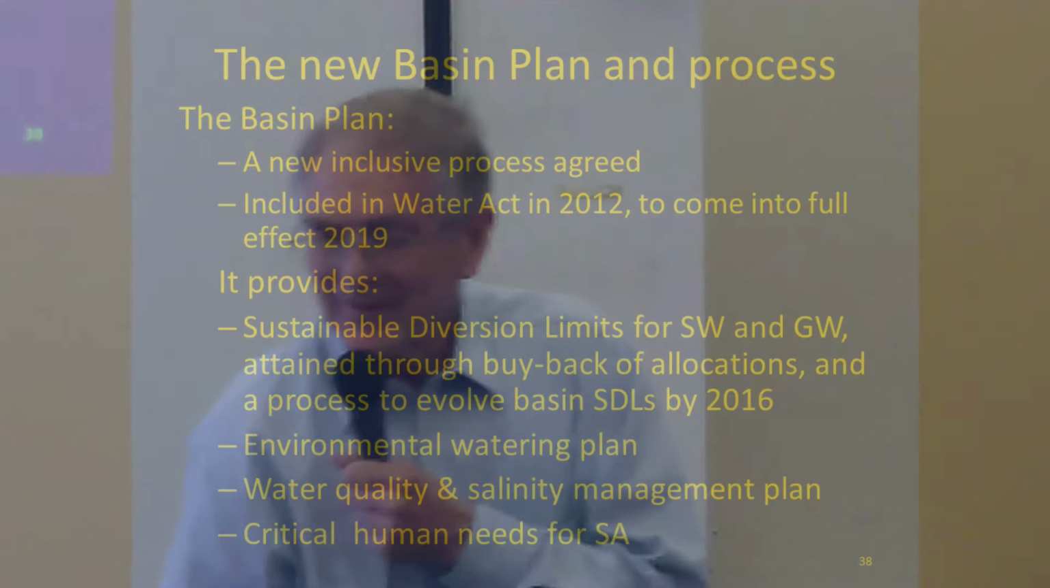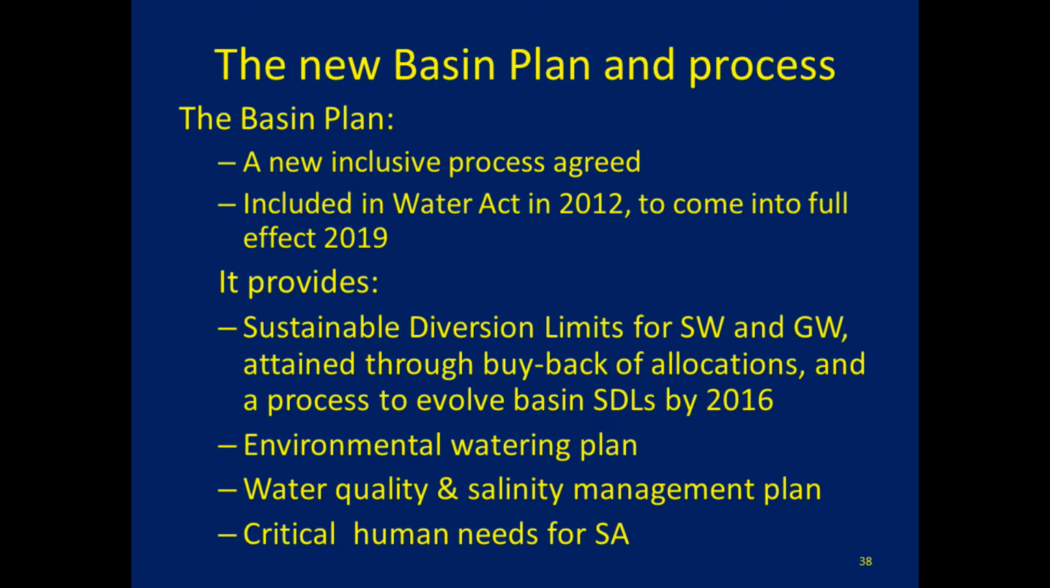So there's the new process. The Act came into effect in 2012 with the Basin Plan as an addendum to the Act. And it provided that it would come into full effect in 2019. Not only does it provide sustainable diversion limits that are lower than the present one, and a process to evolve them by 2016, but an environmental watering plan, water quality and salinity management plan, and critical human needs for South Australia. That's really very important for us, of course.